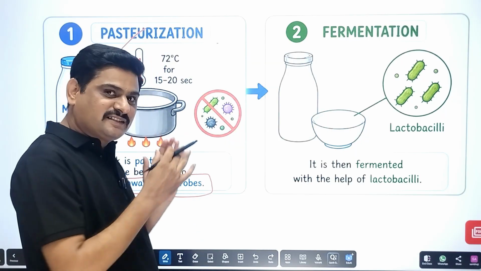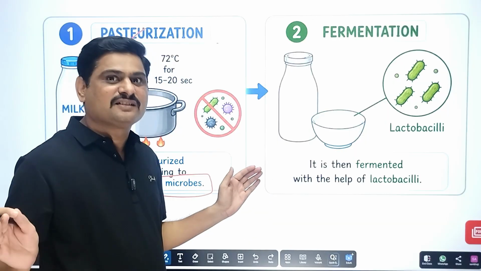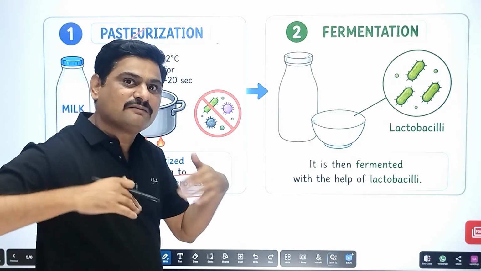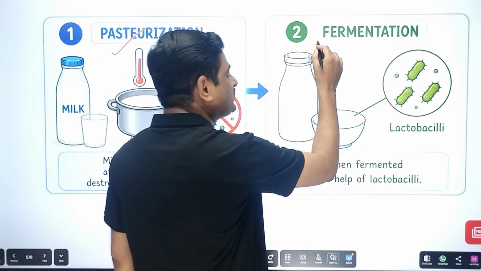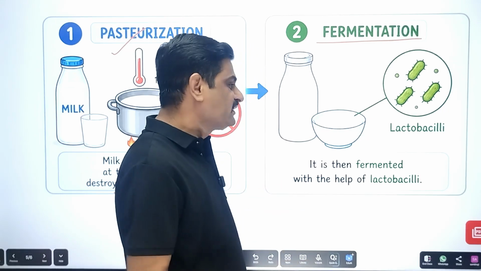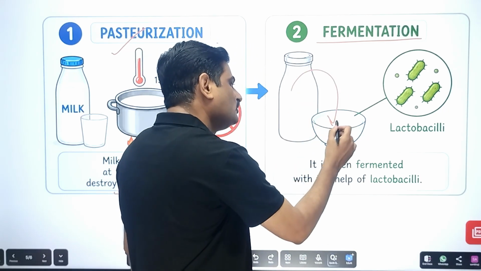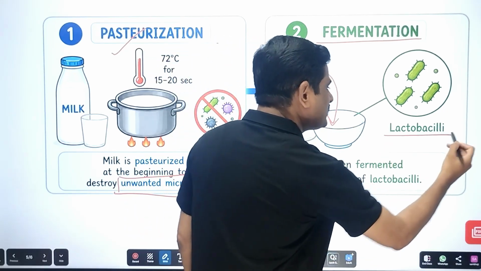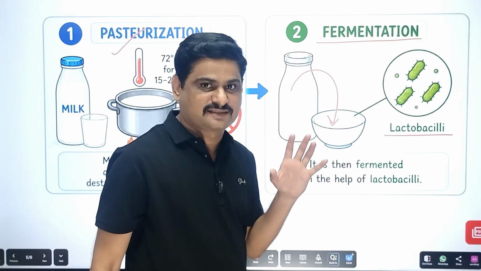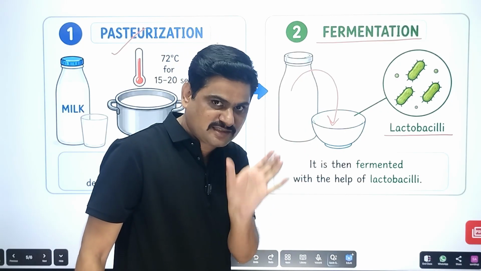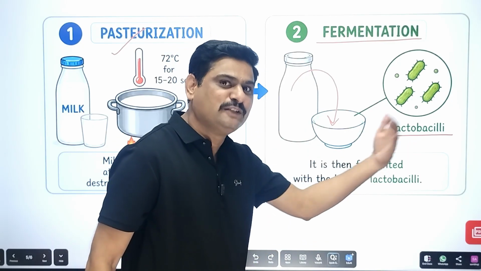Now once your milk is ready, without any unwanted bacteria, we have to start the second process called fermentation. Fermentation means your milk is converted into a milk product by using a special bacteria, lactobacillus. Okay, lactobacillus is singular, lactobacilli is plural.